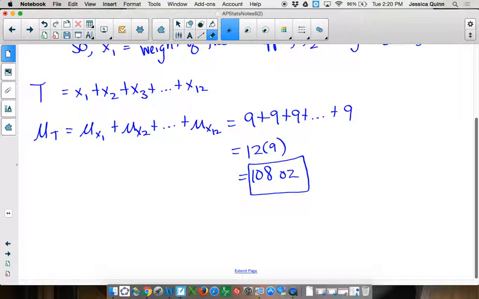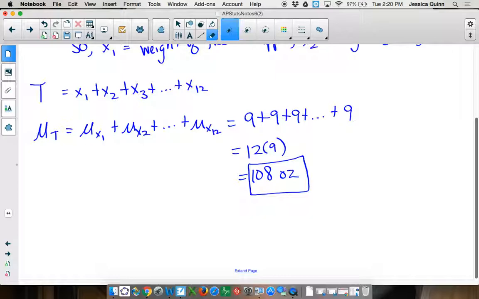So on average, if I do this a whole bunch of times, I randomly select 12 apples and put them in a bag, randomly select 12 others and put them in this bag, 12 more in that bag. If I weighed all those bags, on average the bag would weigh 108 ounces, right? It's got 12 apples in it, and on average the apples weigh 9 ounces each. So does that make sense?